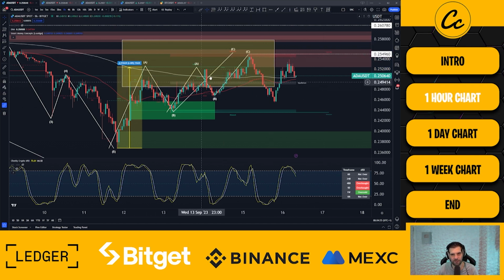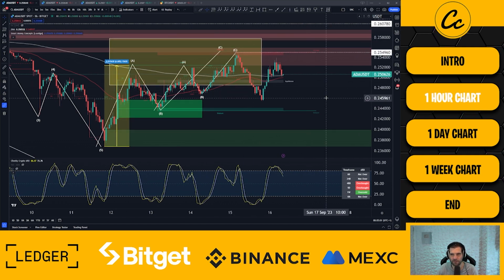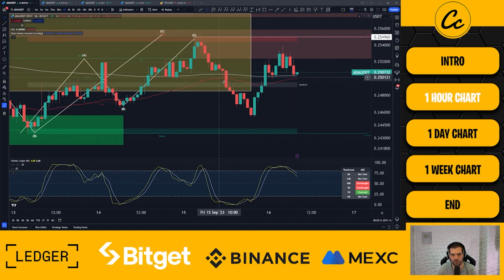Now, as you can kind of see, we have this as a three-wave structure. We have the internal three-wave structure, and so therefore our peak up here at 25.4960 appears to be the local high for now. We had this break to the downside that we started to see yesterday right inside here. So this looks like a singular wave to me.